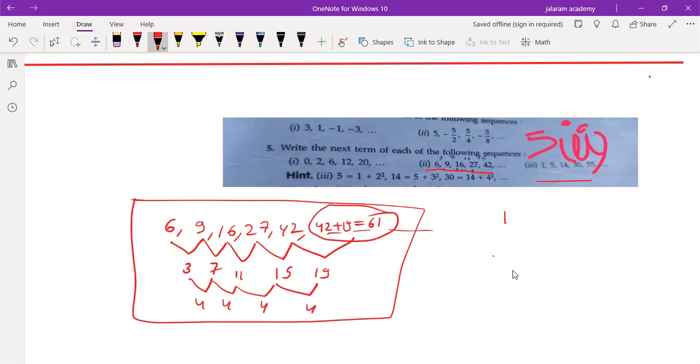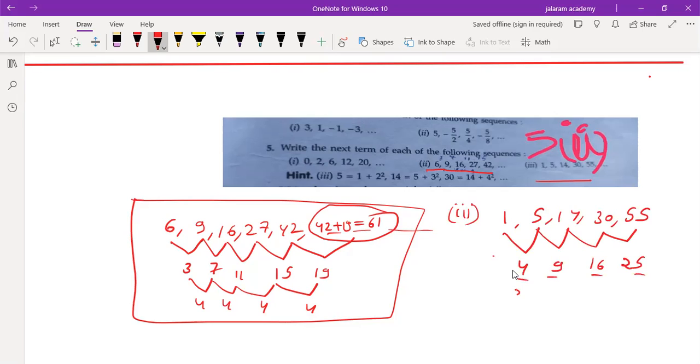Just like in the next, third part also I am discussing, though you have asked only the second part. 1, 5, 14, 30 and 55. Find the differences: 4, 9, 16, 25. So what is this? These are all the squares of natural numbers. 2 square, 3 square, 4 square, 5 square, 6 square must be the next. Means 36, 55 plus 36, 91 is the next number. Hint was given, and that's why you have noticed. Okay.